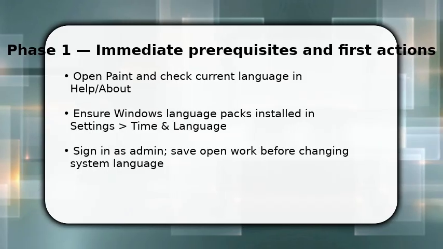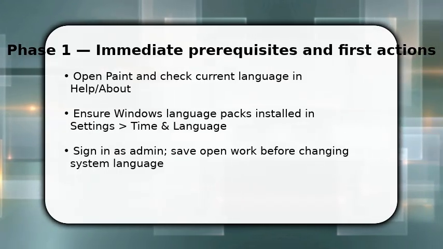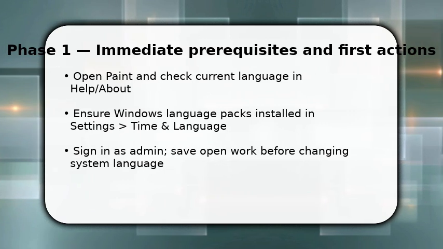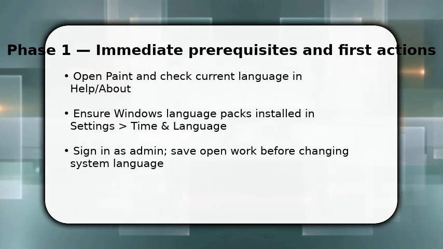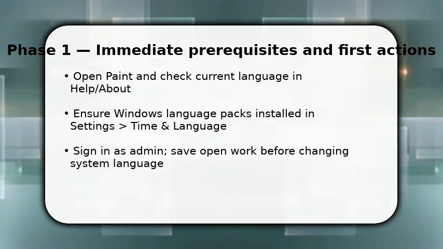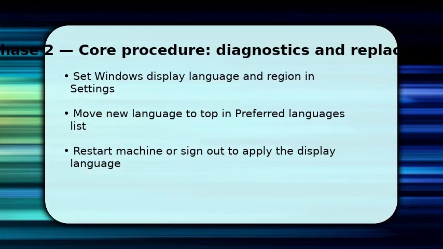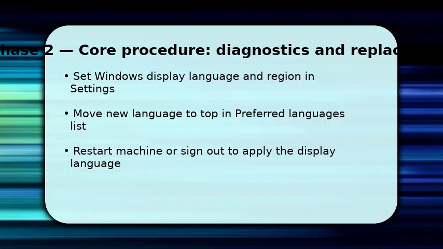Once done, sign in with an administrator account so system-level changes can apply correctly, and close other apps to prevent file conflicts. Now you change the system display language so Paint inherits it. Go to Settings, Time and Language, select the installed language, then choose Set as Display Language. Move it to the top of the preferred languages list if necessary.